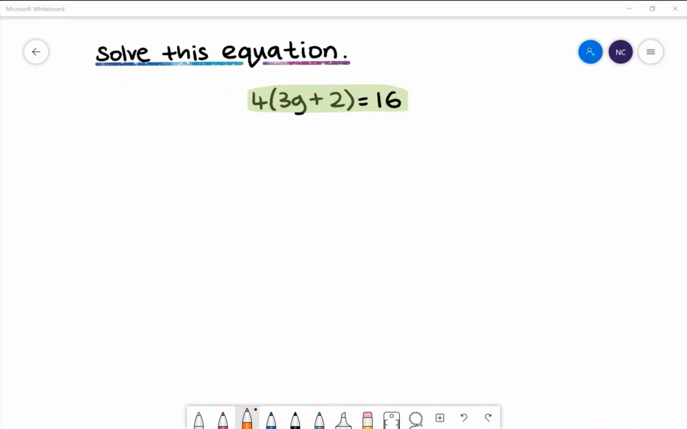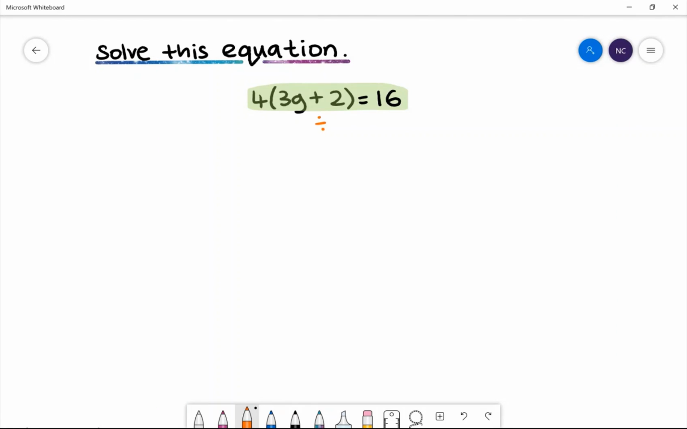Here is our second example. Solve this equation: 4(3g + 2) = 16. 4 is our multiplier. To remove it, we need to do the opposite operation, which will be division. Divide by 4 on the left-hand side and divide by 4 on the right-hand side so that the equation remains balanced. On the left-hand side, we'll then be left with 3g + 2, and on the right-hand side, we'll have 16 divided by 4, which will give us 4.